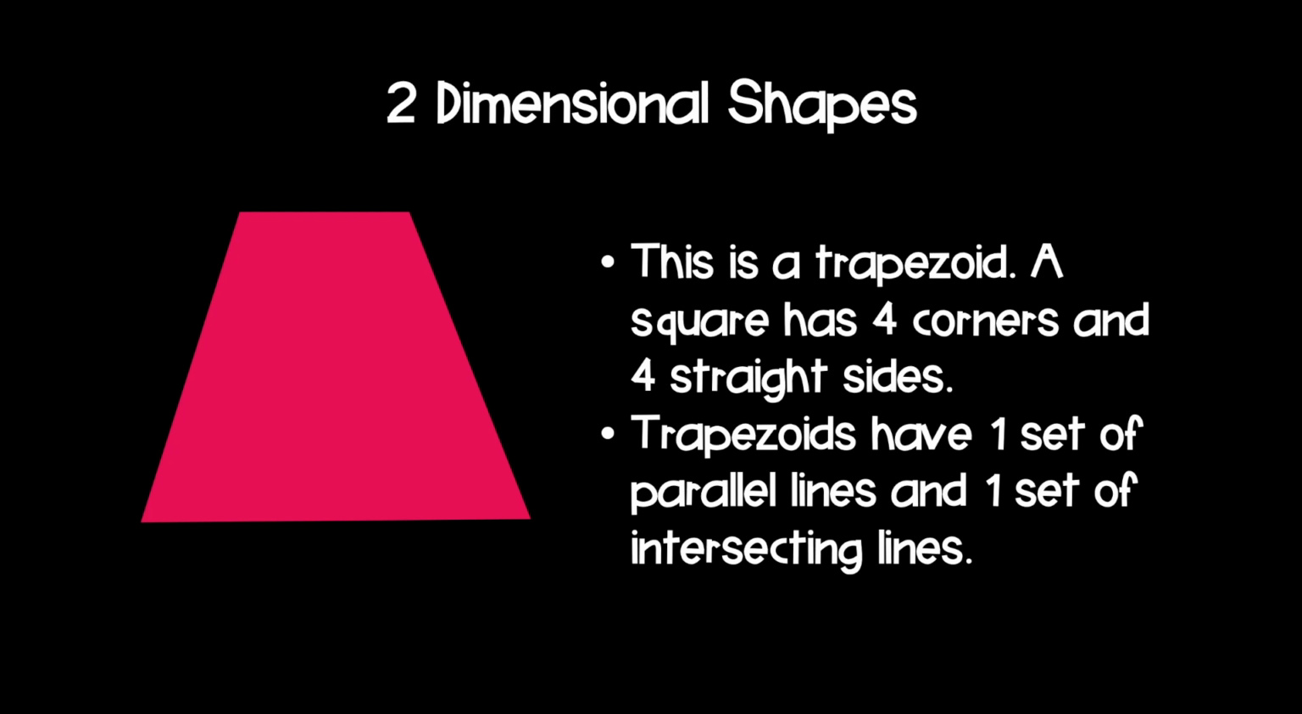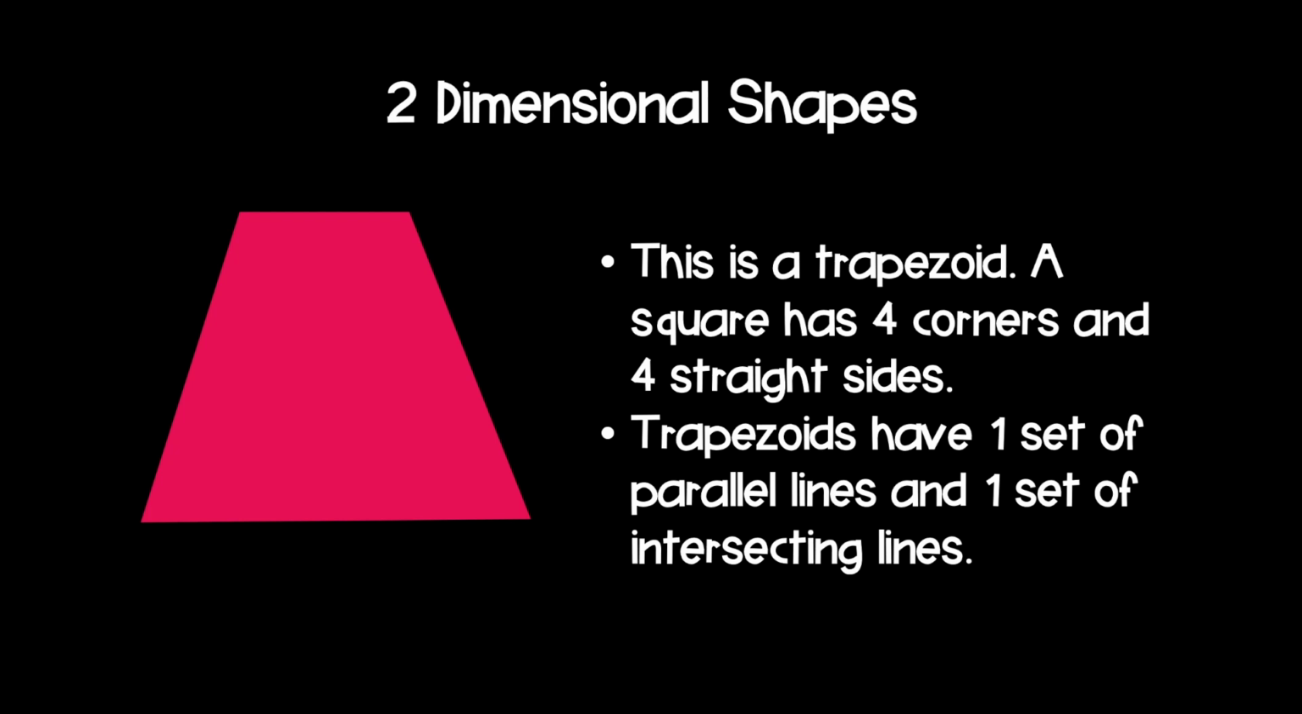Now, these are some two-dimensional shapes you may not know about. This, my friends, is a trapezoid. A trapezoid has 4 corners and 4 straight sides. Trapezoids have one set of parallel lines and one set of intersecting lines. And I know you are thinking, what does that mean?